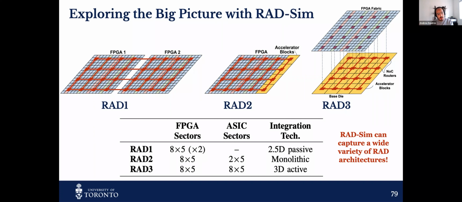So the message I'm trying to show here is that RAD-Sim can capture a wide variety of those RADs. So we can capture the big picture of the design space that we have, and we can also tune the low-level architecture parameters that have even different variations of each one of those RADs.